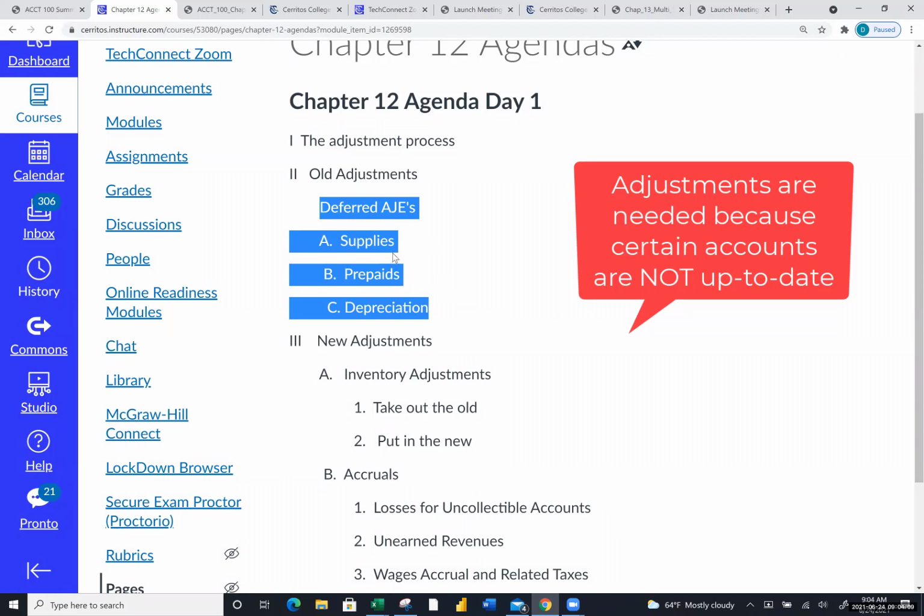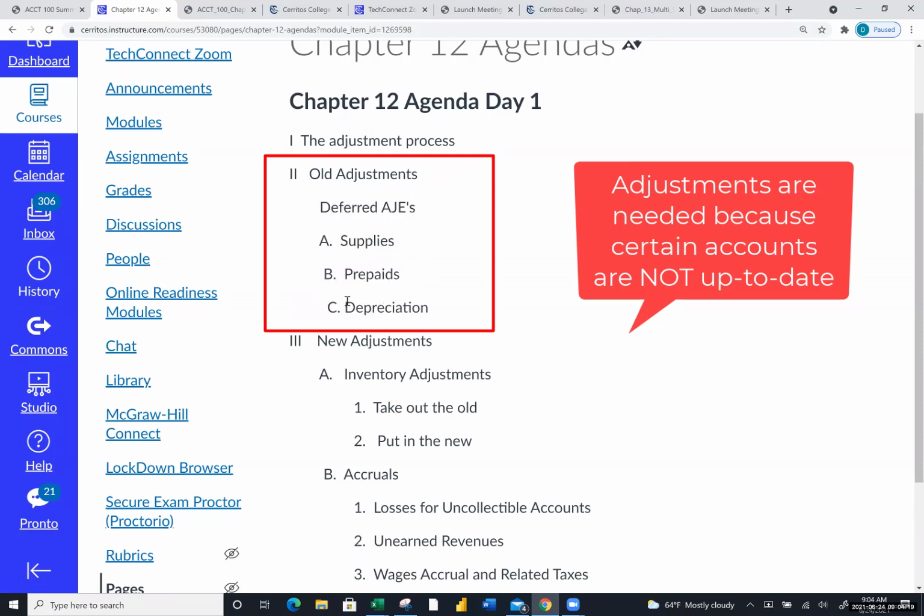Those 3 adjustments were supplies. We had to figure out sometimes how much the supplies used was, and we made an adjustment. We know that any prepaid that is on our books loses value as time passes or as services are rendered. And so we learned in chapter 5 how to do the prepaid. And then we learned how to do straight line depreciation back in chapter 5. Those are coming back. Okay, those are not the ones we're going to focus on.